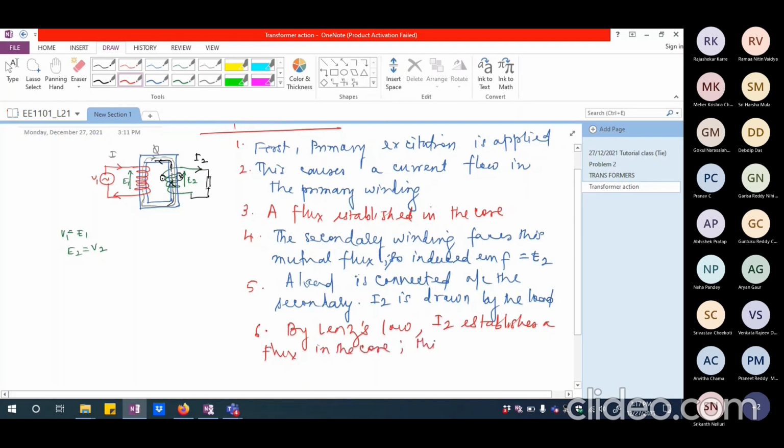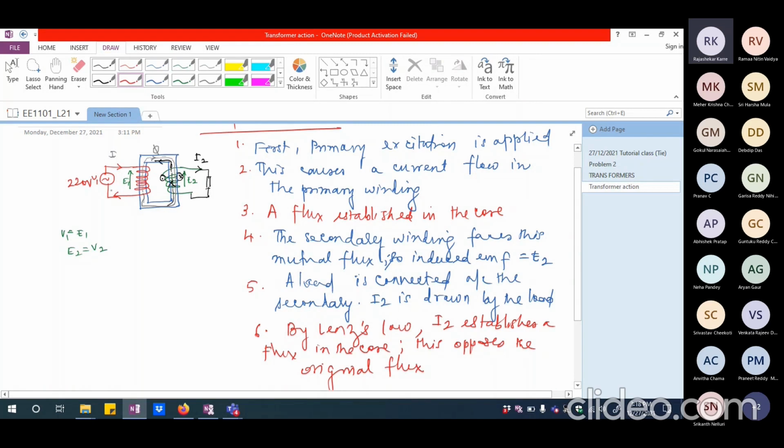This opposes the original flux. So the tendency will be to kill the original flux if it is possible. Please remember, when I am applying a voltage of V1, let us say 220 volts, I'm going to have a very small current drawn here because I'm going to have a huge induced EMF. Even for a small amount of current, a good amount of flux will be established because the reluctance is low in ferromagnetic material.